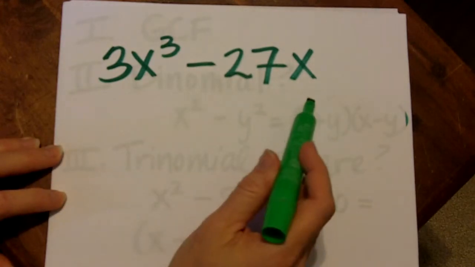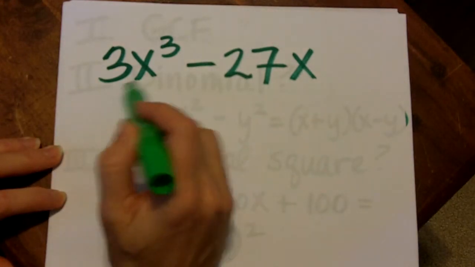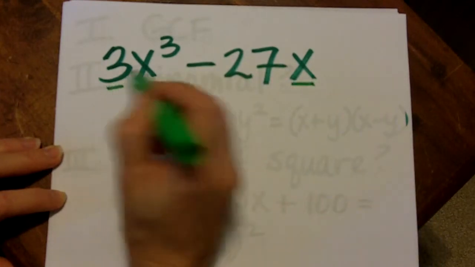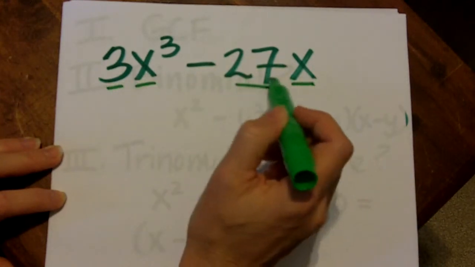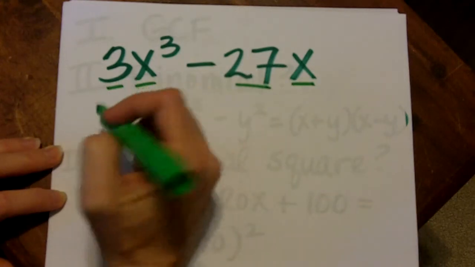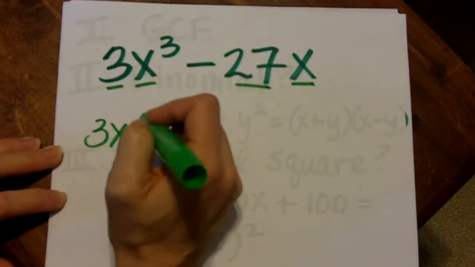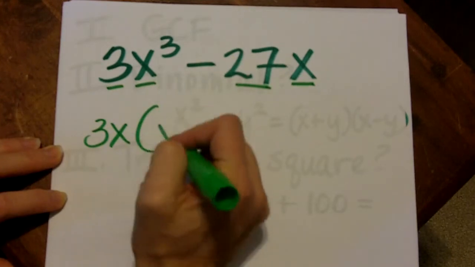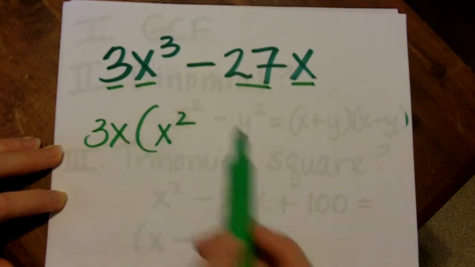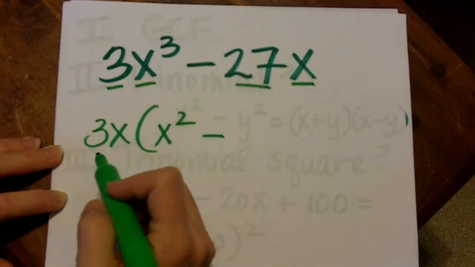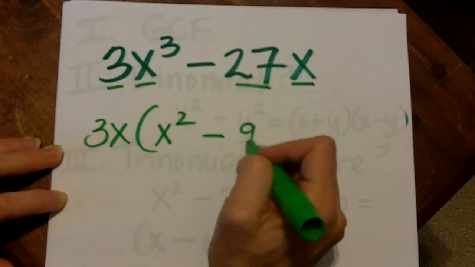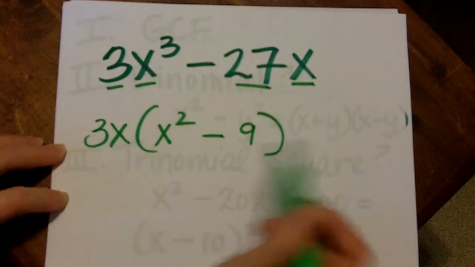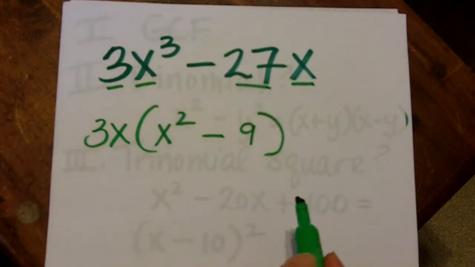But our first step is finding the GCF. When you look at these two, you can see they both have an x in common, and they both really have a 3 in common, because 3 times 9 is 27. So if I factor out a 3 and an x, then 3x times x squared would give me 3x cubed. And 3x times 9 would give me 27x if I were to distribute and check my work.